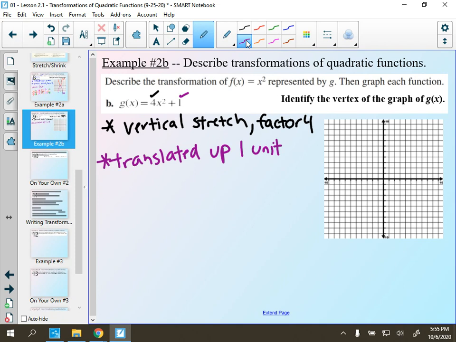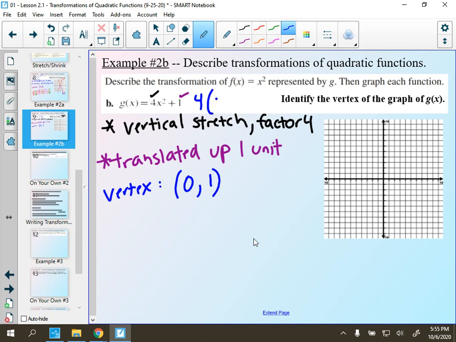All right, so we've described the transformation. I'm going to go ahead, just like before, and do the vertex. I'm able to look at this and say, hey, there's nothing being added to the x directly, so that still means we've got a 0 for the h value, but we did go up 1. So I end up with a 0, 1 vertex.